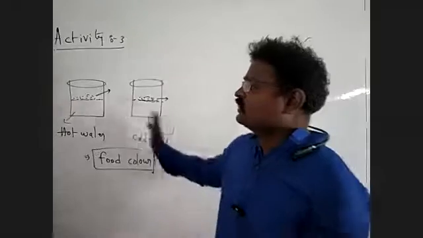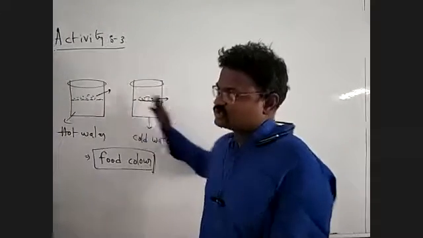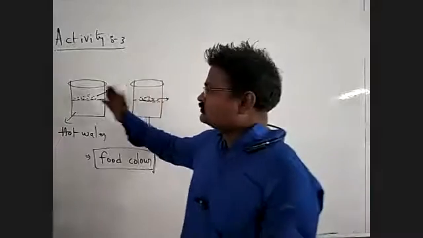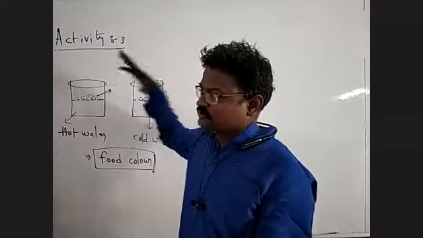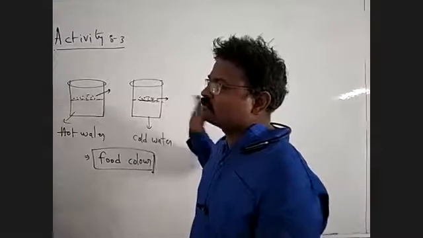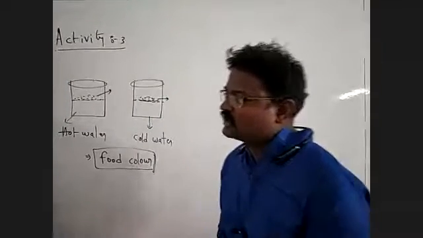Here you see, to simplify, this is one bowl and this is a second bowl. This bowl is filled with hot water, and this bowl is filled with cool water. Now I'm taking the food colors. Food colors are kept on the surface of the water, on the cool surface of the water. Now we have to observe the motion of the food colors.